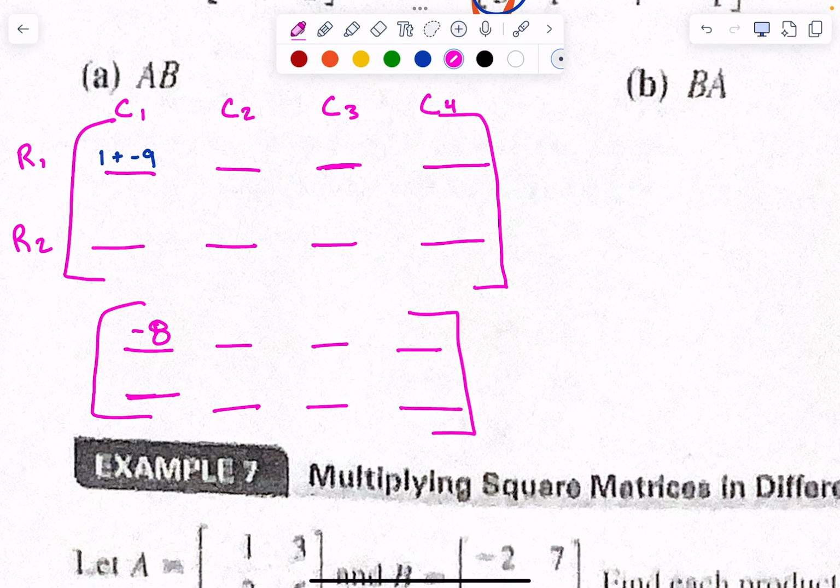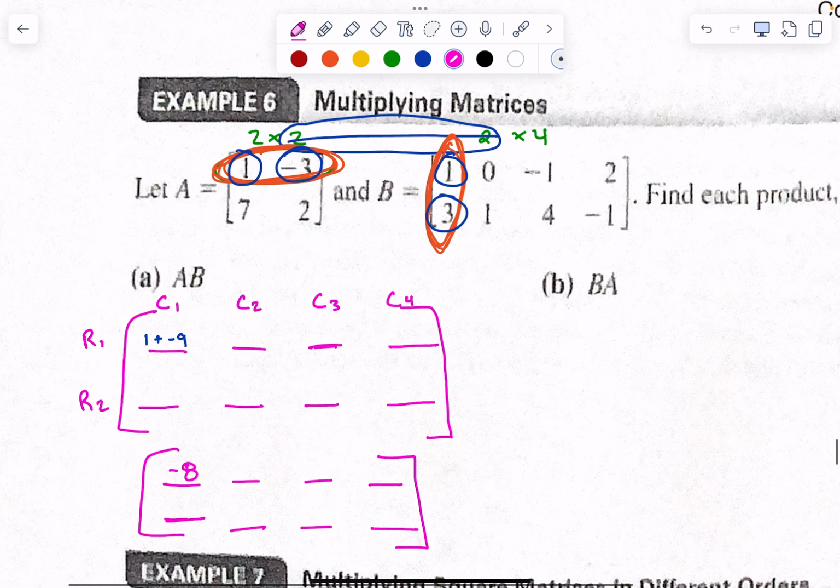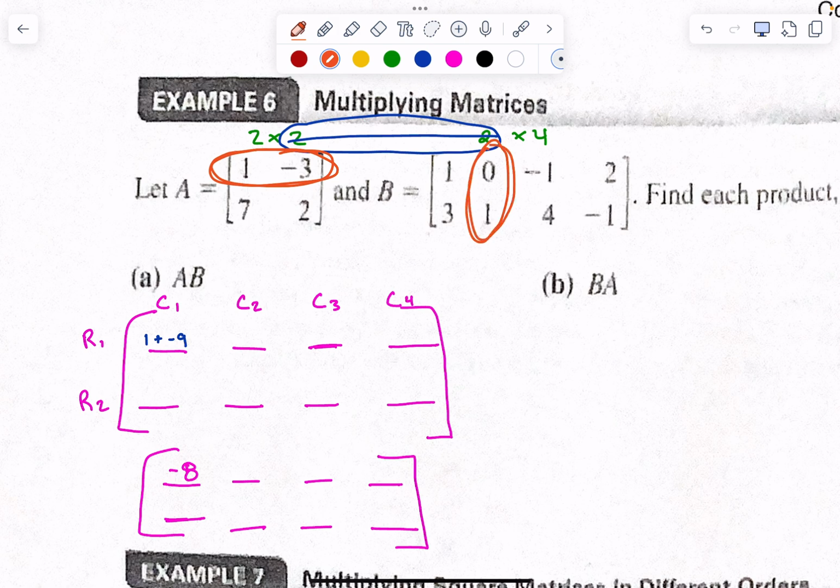Okay. All right, the next one. I'm going to take row 1 times column 2. And you know where that's going to go? That's going to go row 1, column 2 right here. All right, so I take 1 times 0, which is 0, and I add that to negative 3 times 1, which is negative 3. So final answer in that cell goes negative 3. Okay, you see how that works?